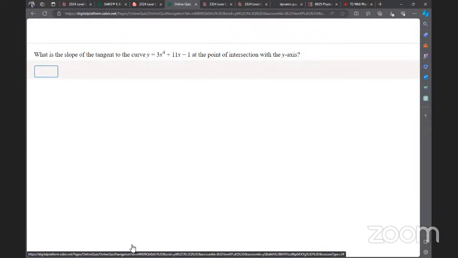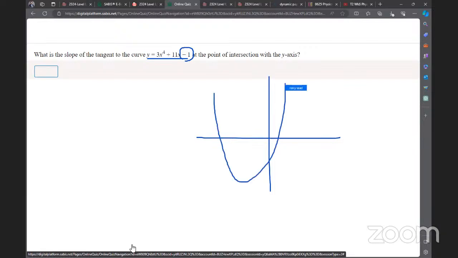Okay, wait. What is the slope of the tangent to the curve at the point of intersection with the y-axis? Which means when you intersect with the y-axis, let's consider this curve. Its y-intercept is -1. Okay, so I will consider it like that. Great. By the way, for your information, sometimes I draw the curve here, or sometimes I draw it here. How do I know whether it will lie here or here? This is just for your information.